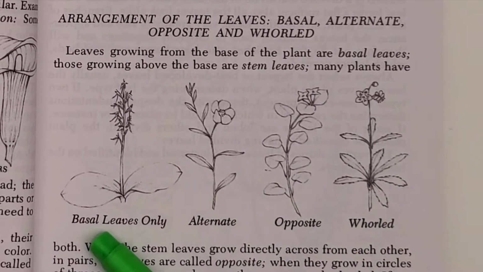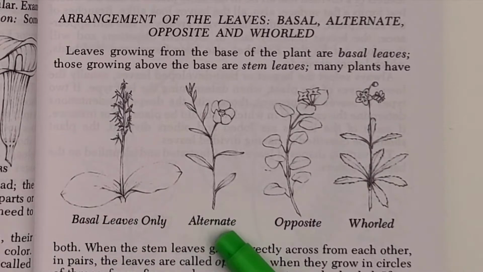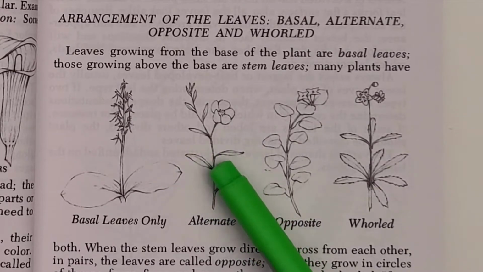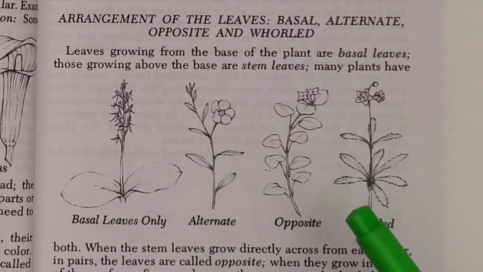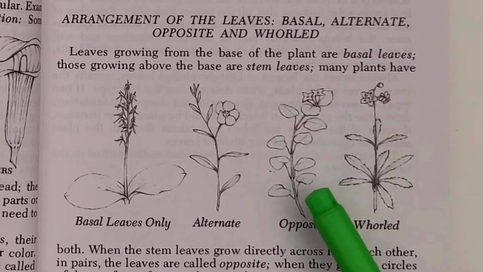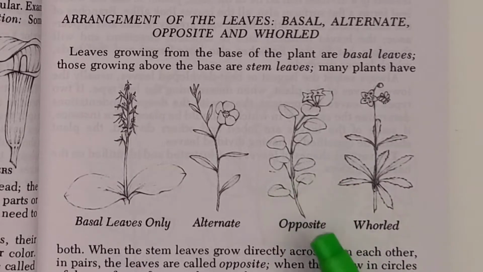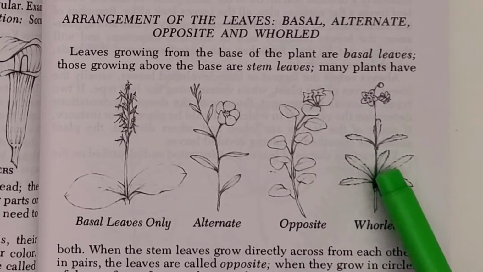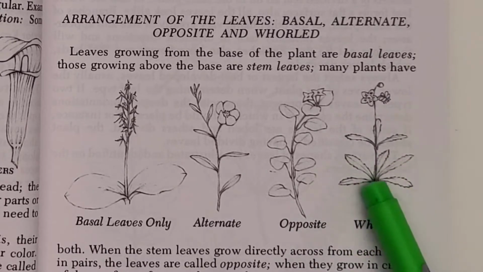The first one is leaves that are on the base of the plant only. The other one is alternate, which is pretty straightforward. There is a leaf growing to the right, and there is another one that grows to the left, but the starting points of these two leaves are different on the stem. For the opposite, 2 leaves start growing at one point on the stem. And the whorl is when we have multiple leaves starting from the same point.